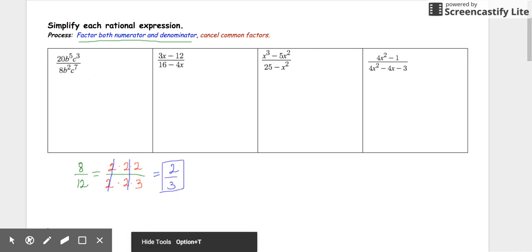So we're going to factor these rational expressions in the same manner. We're going to factor both numerator and denominator, making sure that the factors are prime or cannot be broken down anymore. And then we cancel common factors. So let's start with the first one.